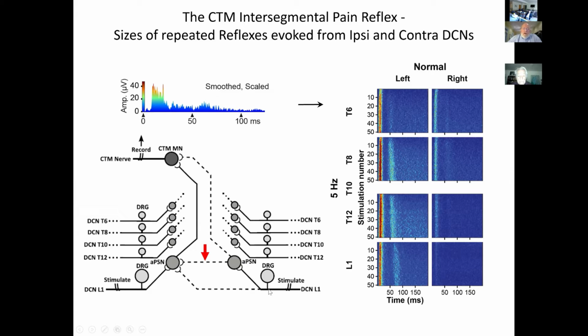And we found no dorsal root ganglion that projected to the contralateral side. And as you'll see in the next slide, where we do a hemisection of the spinal cord above here, we can still get the information up to the CTM motor nucleus. So there must be some interneurons that project across the midline to join this pathway to get this reflex to work from the contralateral side.